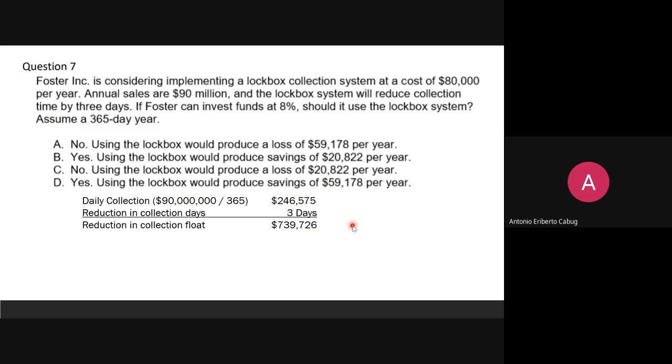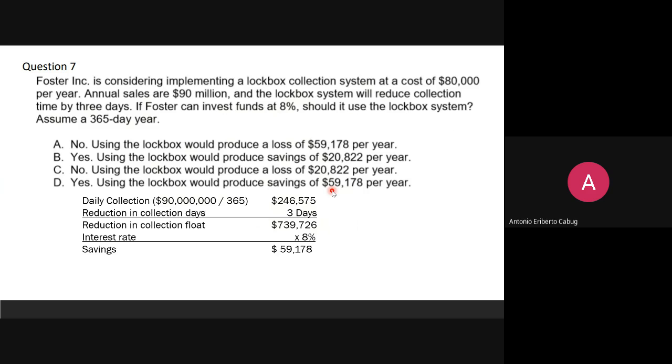It is as if we can immediately collect the 739,726. So, your collection float will be reduced by 739,726. Ibig sabihin nun, agad-agad mo makokolekta yan. May sobra tayong cash. Anong gagawin natin? I-invest natin at 8%. We may invest this at 8%.